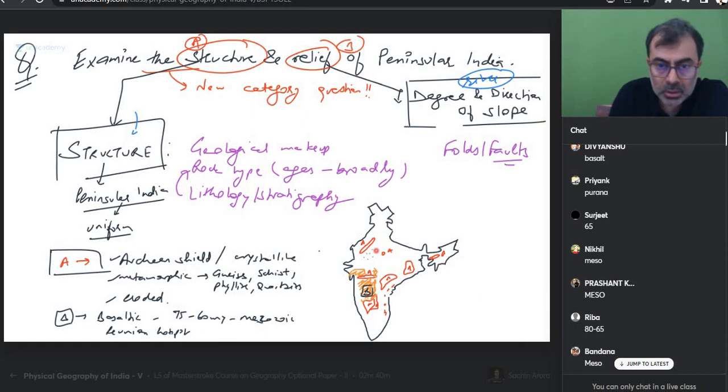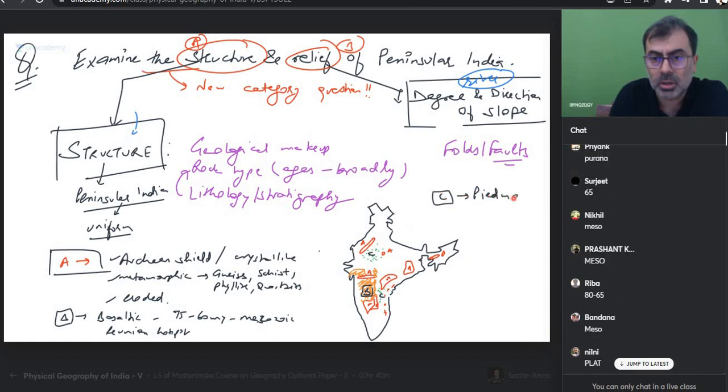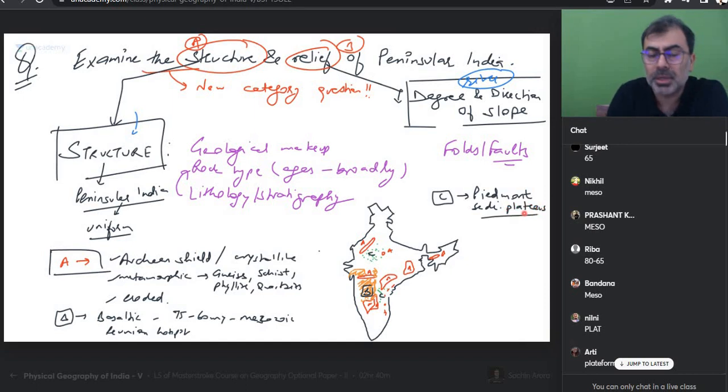Now what happened was these got eroded. They got eroded and sediments were created around them. So C. What is C? Piedmont, sedimentary plateaus. Piedmont is at the foot of the mountain. The sediments got eroded, and that is why platforms were created, plateaus were created. Malwa, Telangana. Is everyone okay? Structure. सब अलग है.